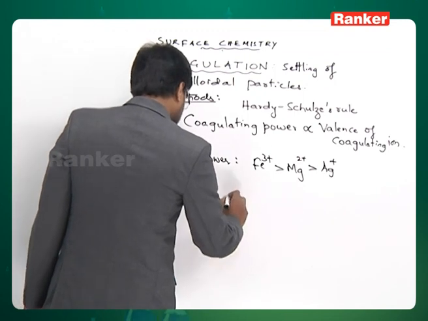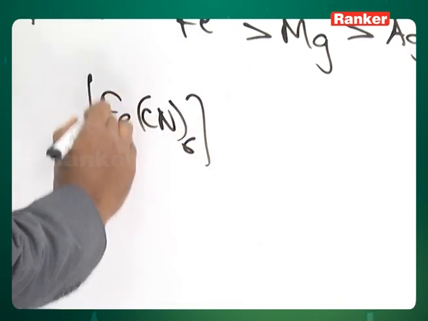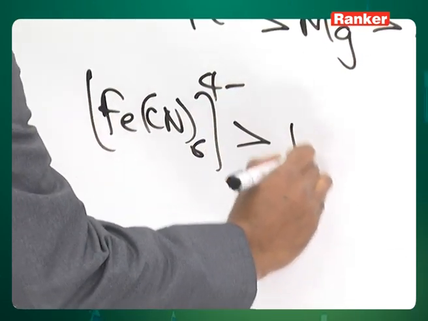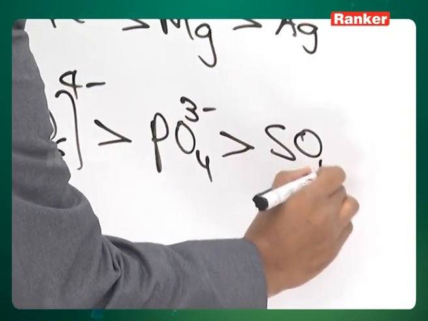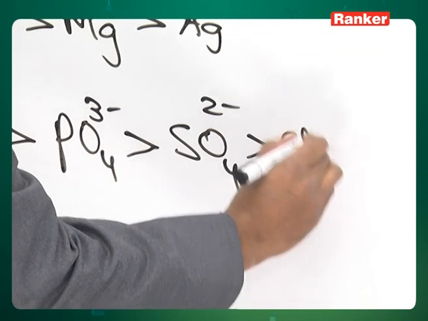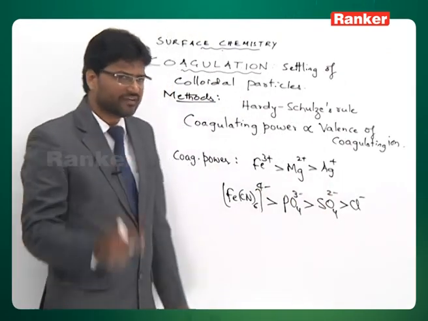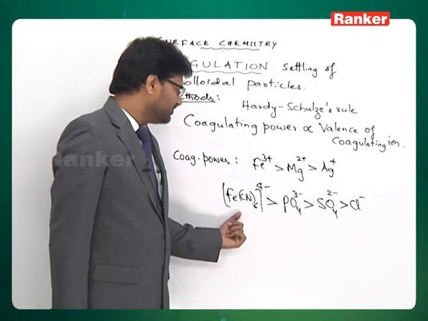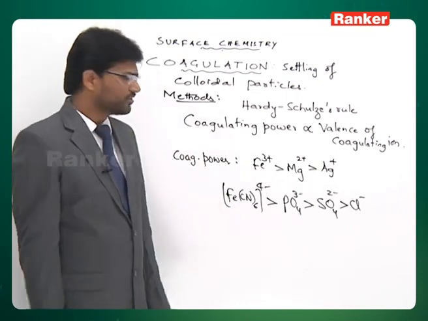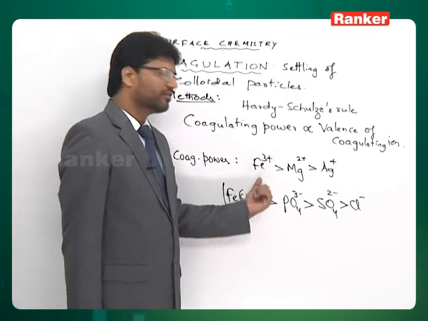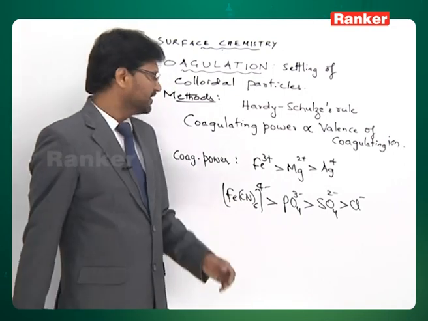For anions, you can say [Fe(CN)6]4- is greater than PO4 3-, this is greater than SO4 2-, this is greater than Cl-. So you can see as the magnitude of charge decreases, its coagulating power decreases. The cations are most efficient in coagulating colloidal solution in which colloidal particles carry negative charge, whereas the anions are most efficient for coagulating colloidal solution where the colloidal particles carry positive charge.